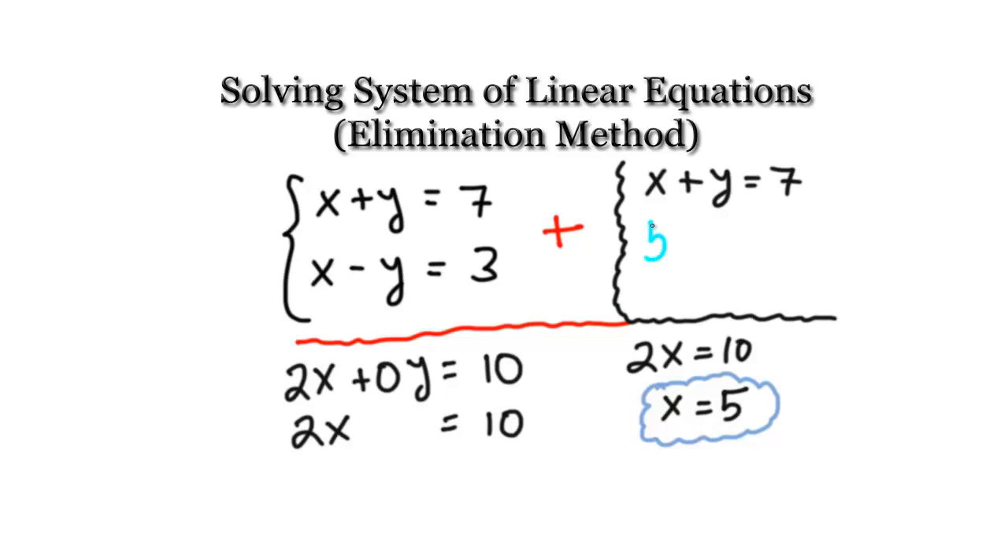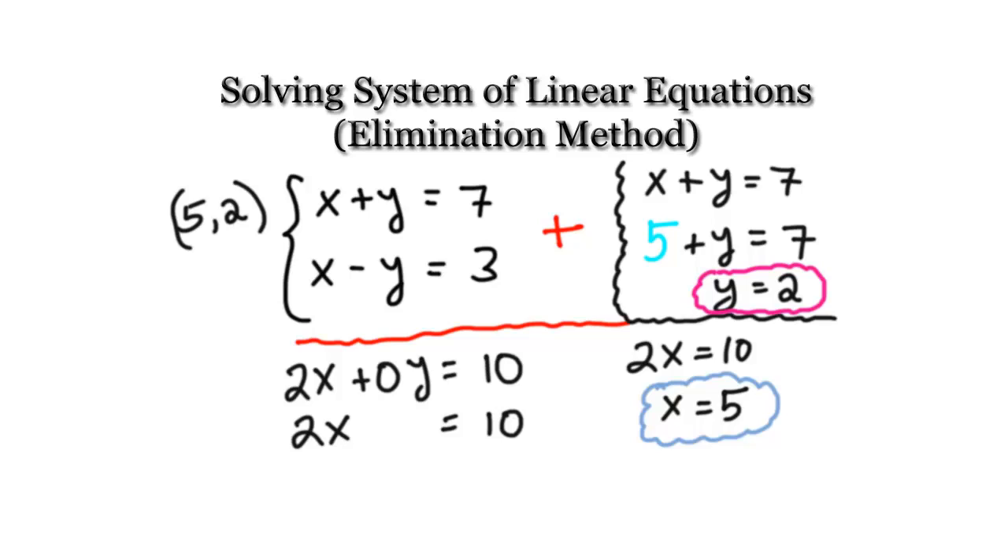This x is now 5 plus the y, and that's 7. So in this case, if you minus 5 from both sides, y is going to equal 2. Alright, so we found the x and the y values to solve for this system of equations here. So the final solution will be, I'll put it up here, (5, 2). So this is the solution for this system.